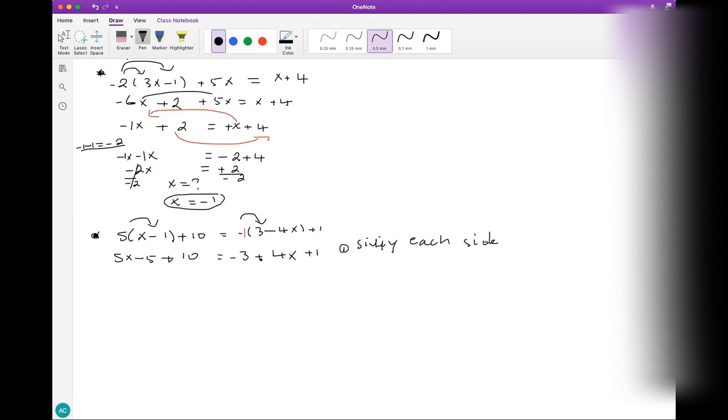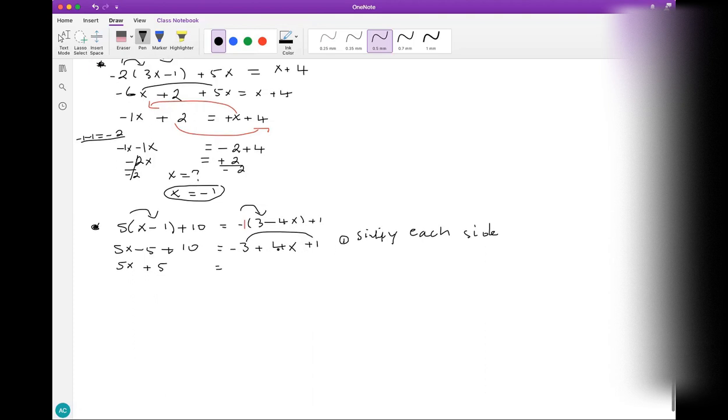Back to the first side, simplify each side. So we're going to combine like terms. What combines here? These two, -5 plus 10, which is? 5. Right, positive. Okay, and on this side, what do you combine? A -3 and 1. That's right, we're going to combine these two. And positive 4x stays the same.